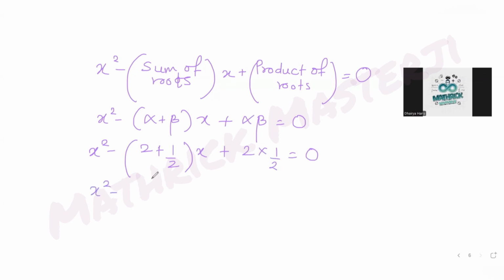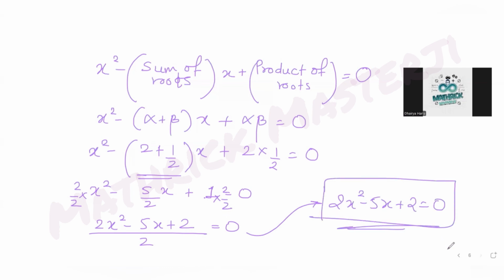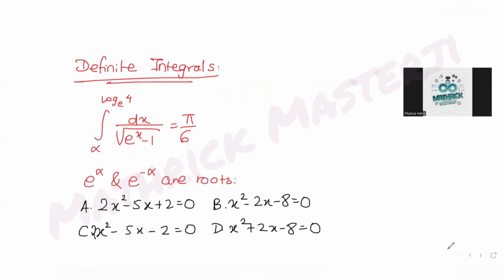So I get from here x square minus x times 2 plus half, which is 5 over 2, plus 2 into half, which is 1, equals 0. So if I multiply everything with 2 here, I get 2x square minus 5x plus 2 over 2 equals 0. So if I take 2 on the other side, I get 2x square minus 5x plus 2 equals 0. So this becomes my quadratic equation, and if I see the answer choice that it matches with, it is option A. So A becomes the correct answer for this question that is given to us here.